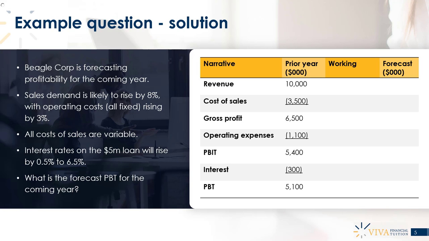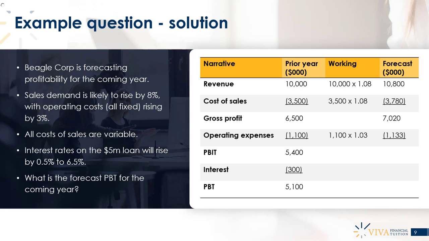So I've set up a little working column here, and I'm just going to work through my numbers in order. So revenue, that's going to go up by 8% because sales demand is likely to rise by 8%. My cost of sales, that's also going to go up by 8% because it tells me that costs of sales are variable. And that means I can just fill out the gross profit there by taking the cost of sales away from my revenue. Then the operating expenses, we're told that those are all fixed, but they'll rise by 3%. So I'm taking last year's number and adding 3% to it.